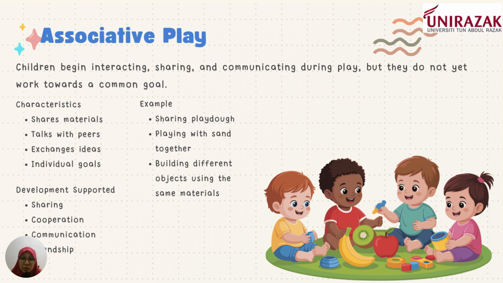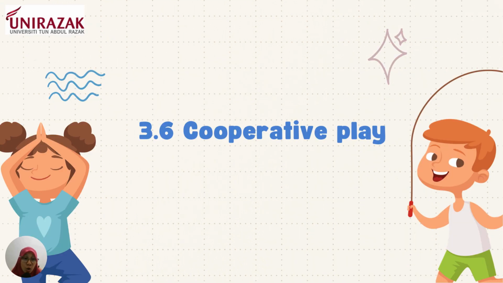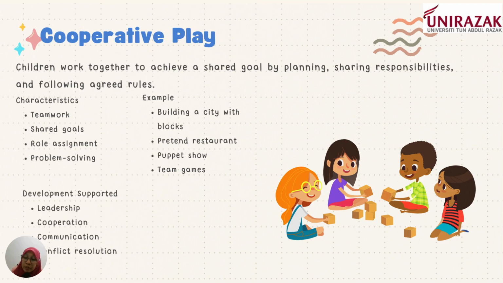Associative play also helps children in many ways. For example, children will learn to share, to cooperate, and to make friends. And then finally, cooperative play. Cooperative play is the highest stage of play, whereby children learn to play together as a team. They all work together towards a common goal, like building something together or putting on a show.